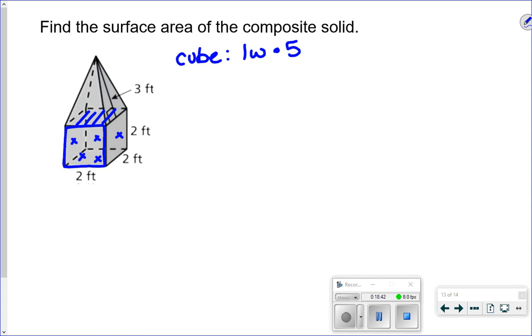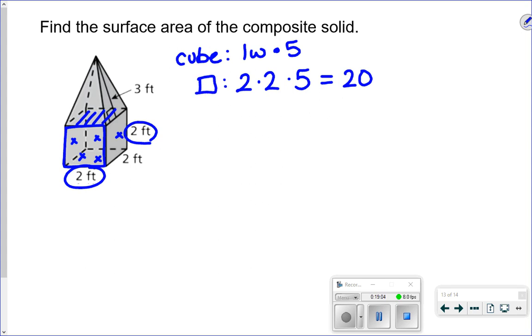Okay, so length times width. My length and width are 2 feet. I can see 2 feet here, 2 feet here, length and width. Okay, so I'm going to do 2 times 2 times 5. I'm going to go ahead and just do that in one step. 5 times 2 is 10 times 2. That's going to give me 20. Okay, so those are for all my squares.